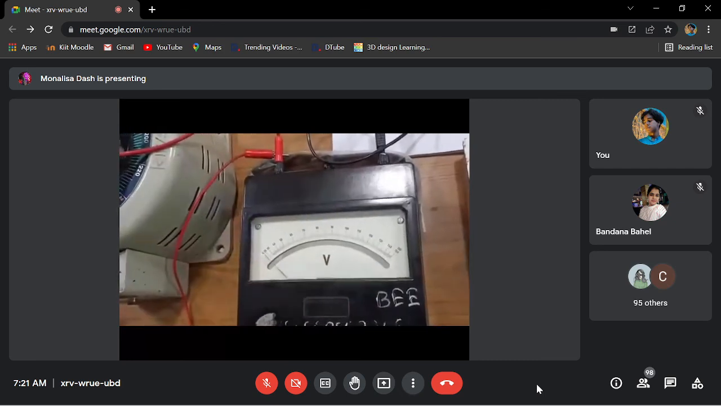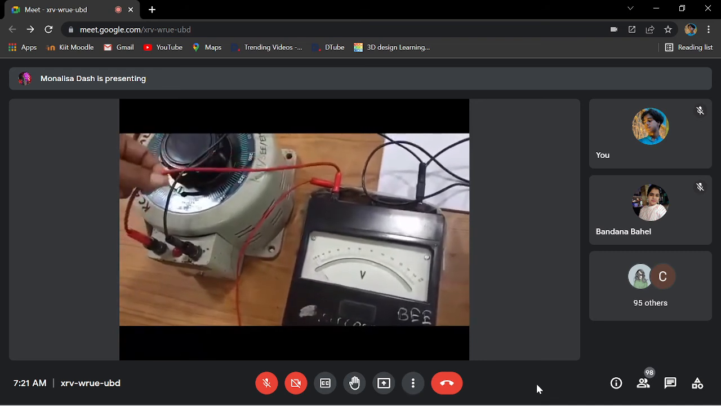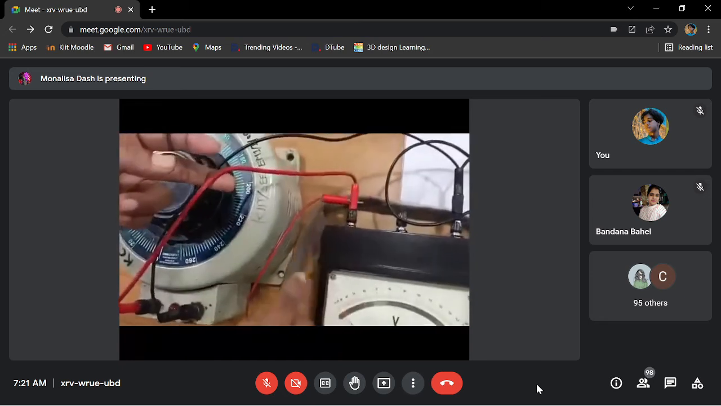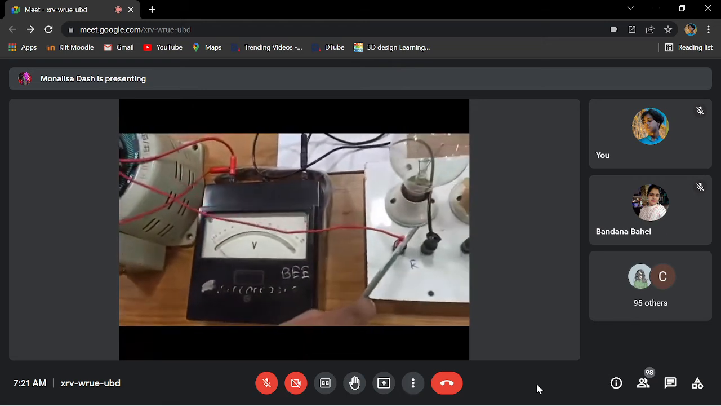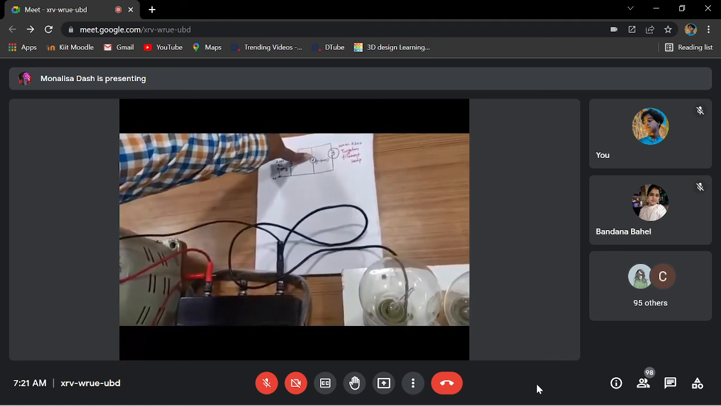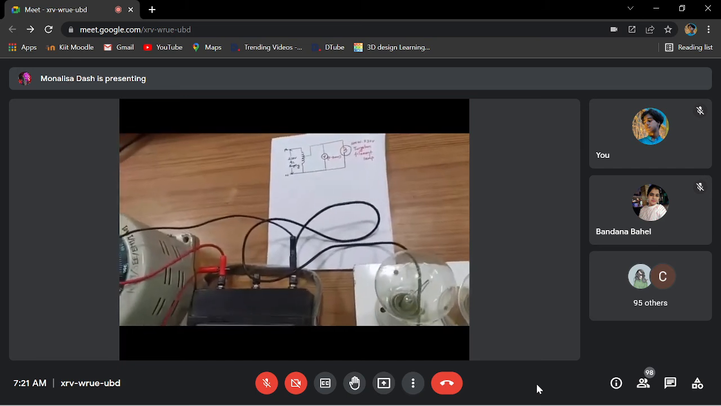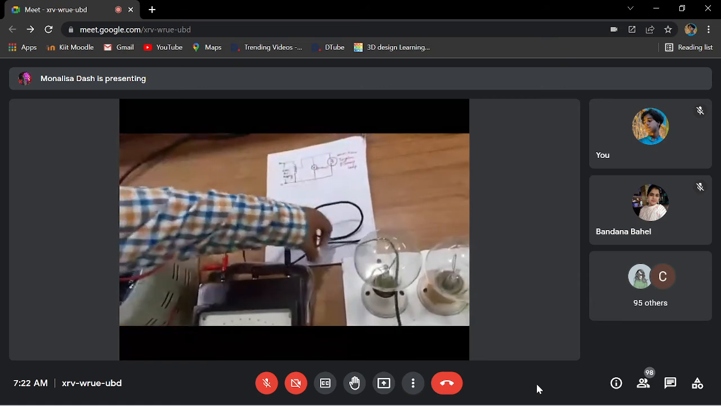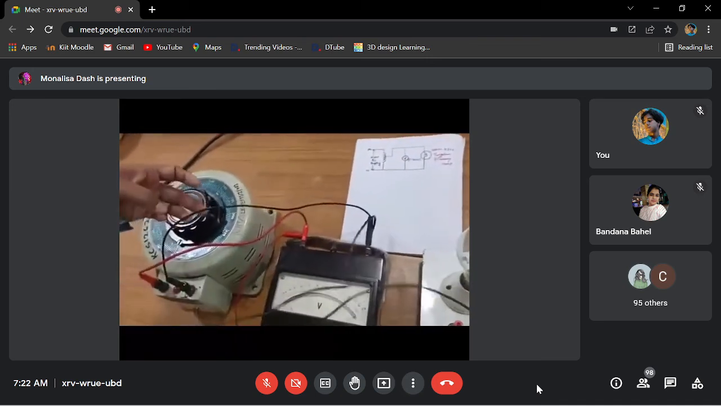So first of all we have to connect the variac. Now the first terminal of the variac is connected to the common point of the voltmeter, and from the common point this terminal is connected to the lamp load, that is the lamp load's one terminal. So according to the circuit diagram, first the variac is connected to the voltmeter's first terminal, that is common, and from that the variac will also be connected to the lamp load. Then the lamp load's next terminal is connected to the voltmeter's other terminal and the variac's other terminal, that means this point.